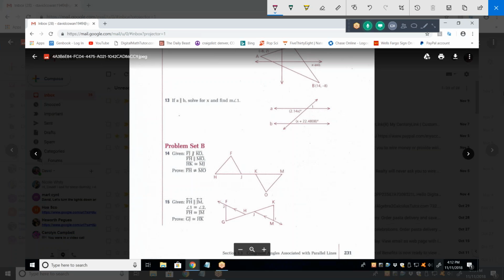Problem set B. What does that mean? That means it's harder than problem set A? No, I don't know why they do that. It's just different.